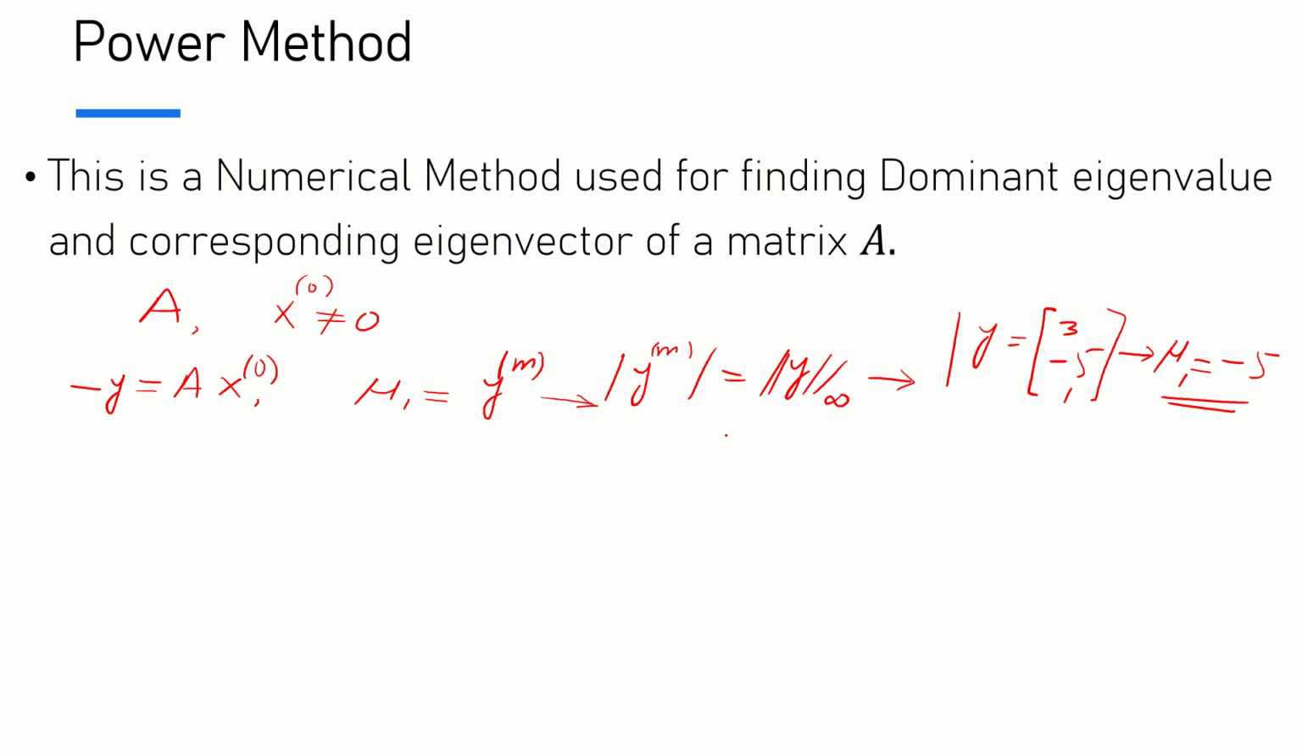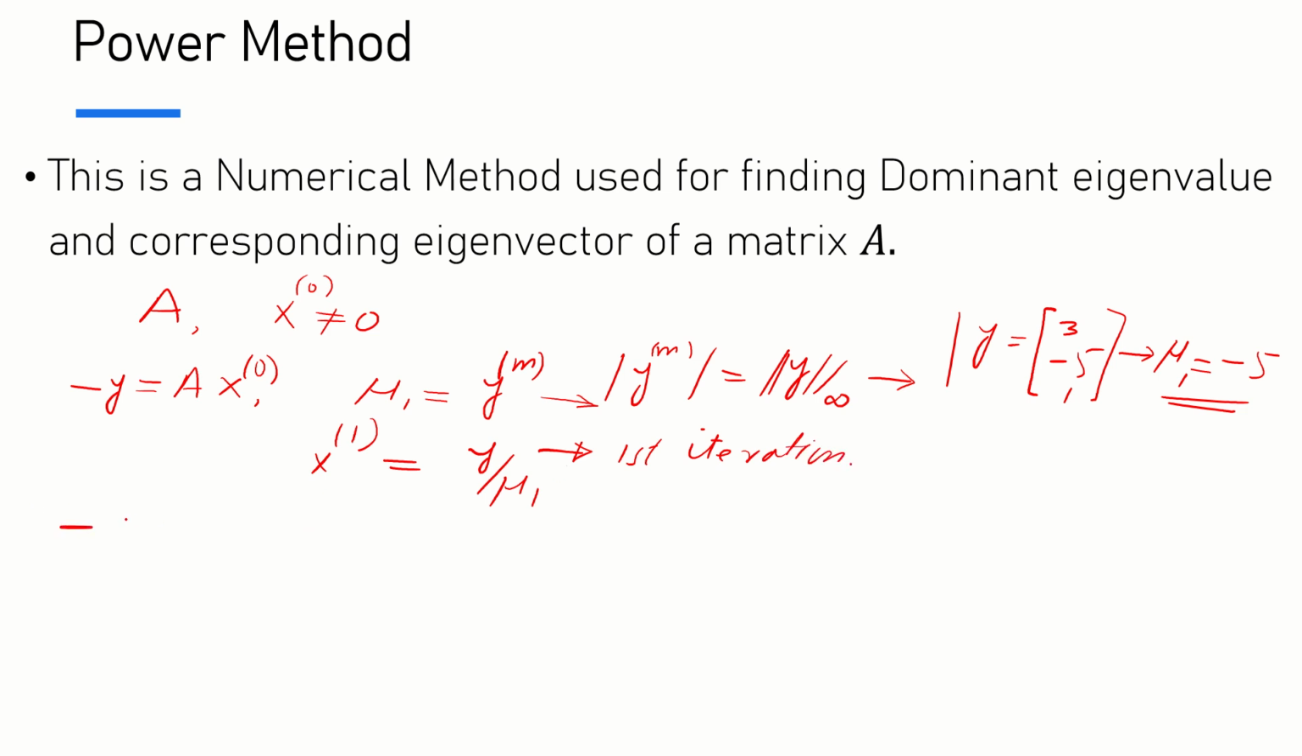Once we have found this mu1, we find a scaled vector x1, by normalizing or scaling the found vector by mu1, and that concludes the first iteration of the power method.